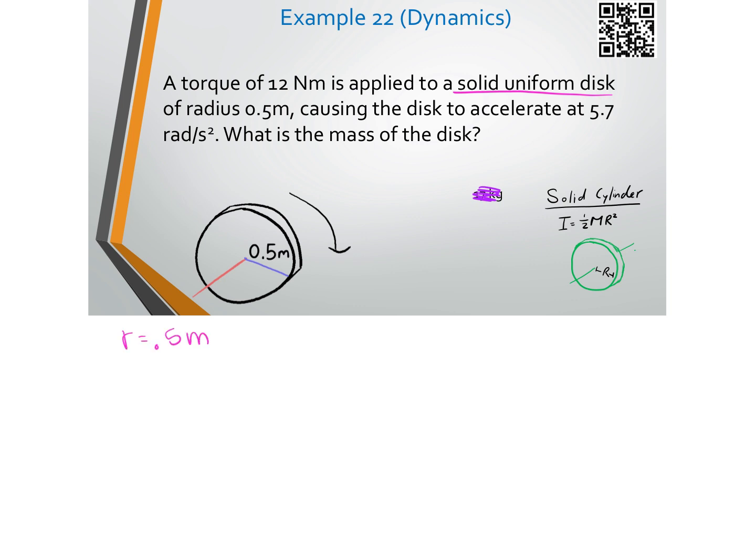It accelerates at 5.7 radians per second squared, which would be alpha. And they gave us torque is 12. What is the mass of the disc? That's our question mark, what we're solving for. Any thoughts on how we could start putting this into play? Any starting equations?